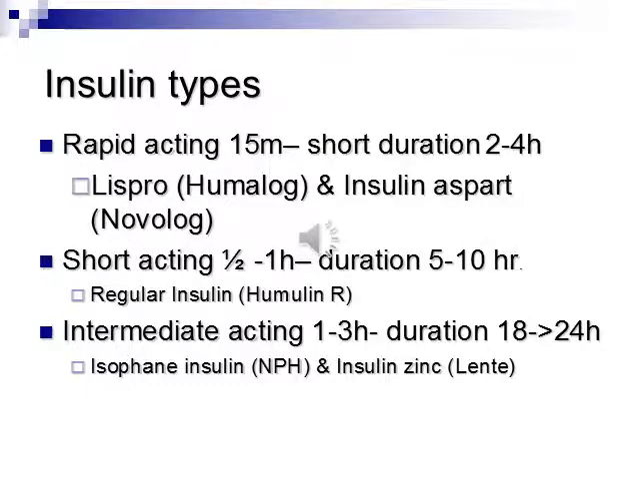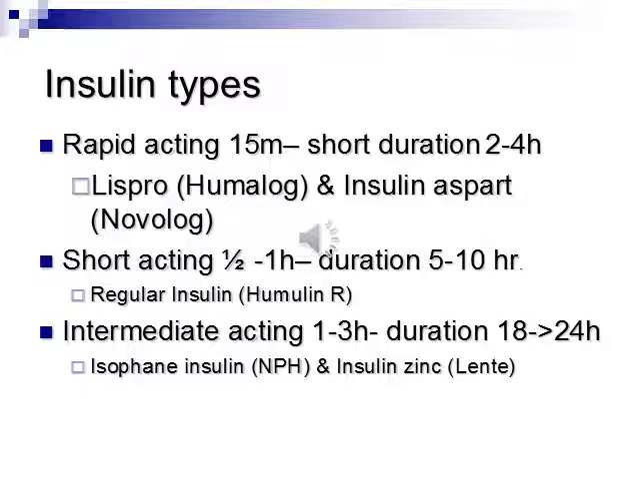So you have your rapid acting, which basically goes into action in about 15 minutes. The duration it lasts is about 2 to 4 hours, and you have the different types listed there. You have your short acting, which begins working in about a half an hour to an hour and lasts for about 5 to 10 hours. Then you have your intermediate acting. So you see the onset of action begins to happen later and later, and the duration goes longer depending upon the type that you're looking at.